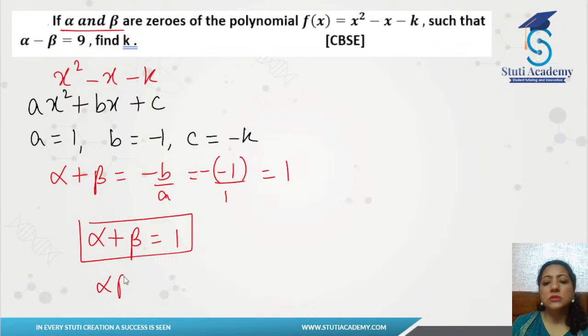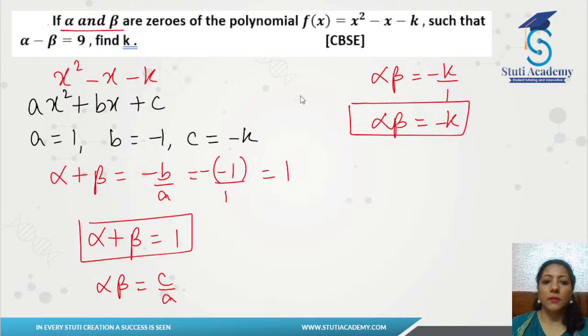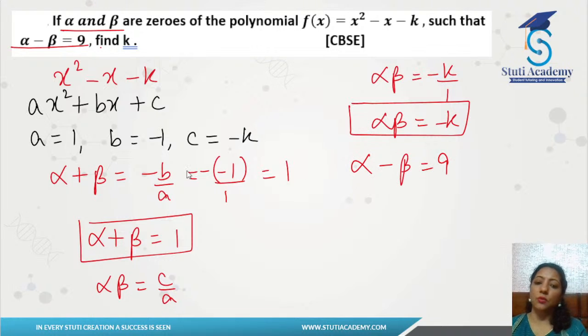Now, the product of the zeros is given by c upon a, that is minus k upon 1. So, alpha beta we know it is minus k. Now we have got the sum of the zeros. We've also got the product of the zeros. And this is given to us already. We already know alpha minus beta is equal to 9. This we know.